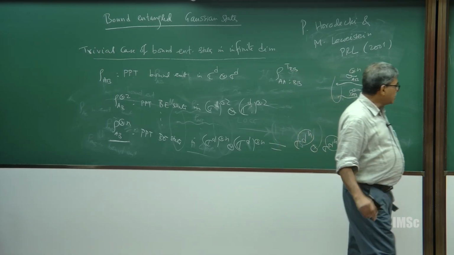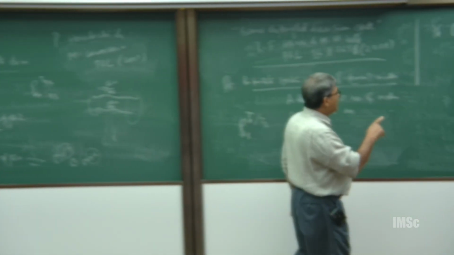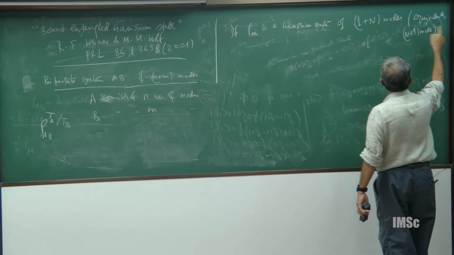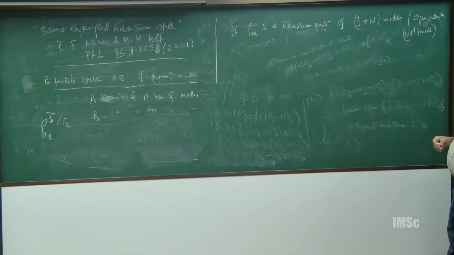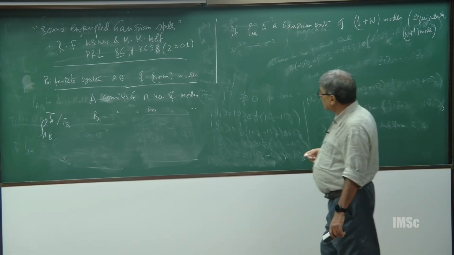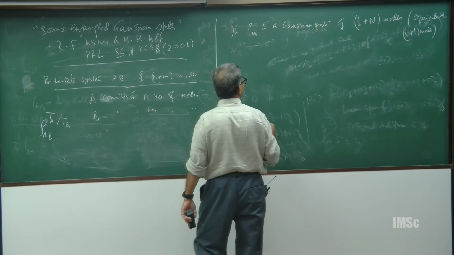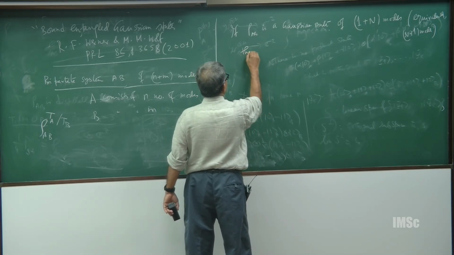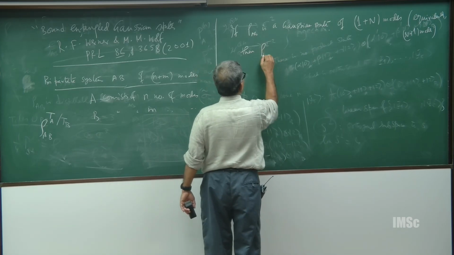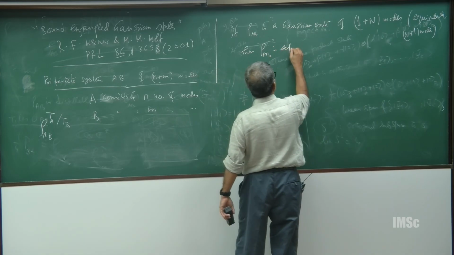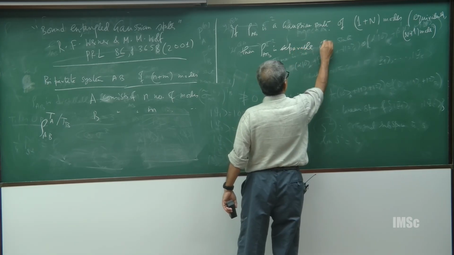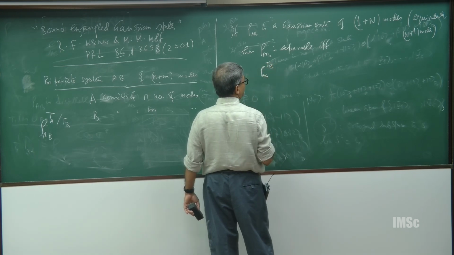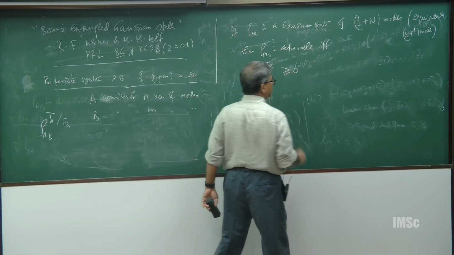Okay. So, what I wanted to tell you is that if I take this rho_AB, which is a Gaussian state of 1 plus m mode, or n plus 1 mode, whatever you want to call, then rho_AB is separable if and only if rho_AB^TB is greater than or equal to 0.